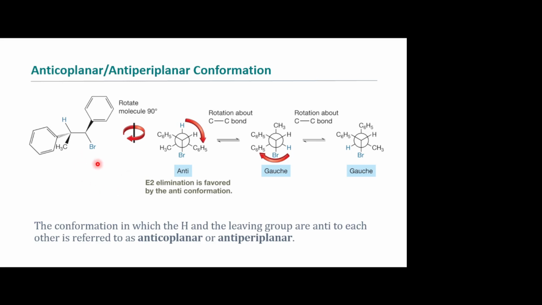Okay? Now, the conformation in which the H and the leaving group are anti to each other is called anti-coplanar or anti-periplanar. So this right here is a Newman projection of this, and you can see that they're anti right here. Okay. If we were to rotate these, you would see that these would be the gauche forms right there. This is the anti right here.